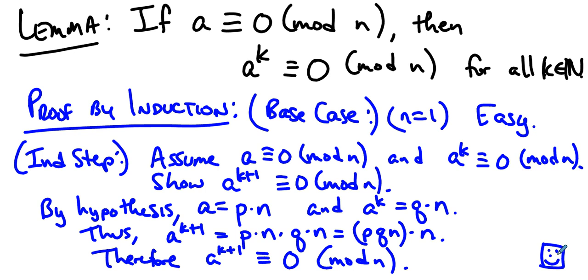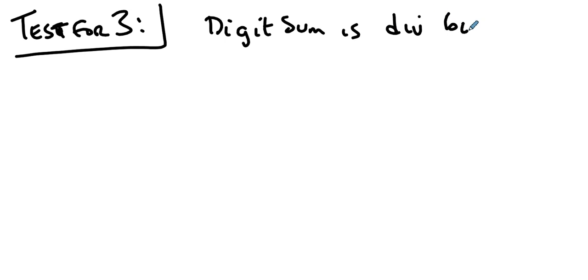Why do we need that? Because we're going to take a look at the divisibility test for 3. In the divisibility test for 3, you know that a number is divisible by 3 if the digit sum is divisible by 3, right? That's the test for divisibility by 3. We know that if the sum of the digits is divisible by 3, then the number is divisible by 3, and vice versa.